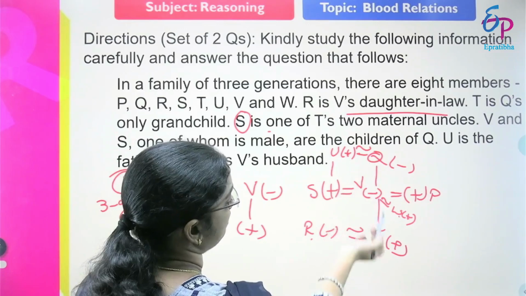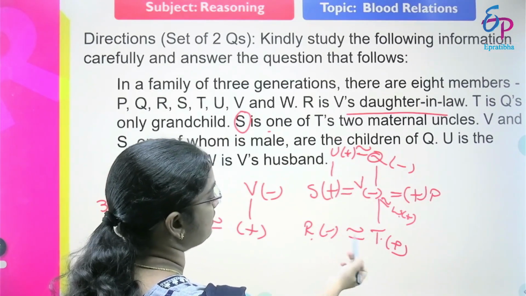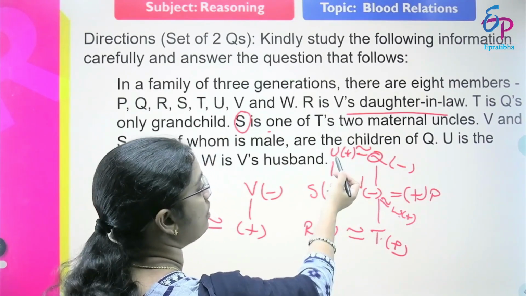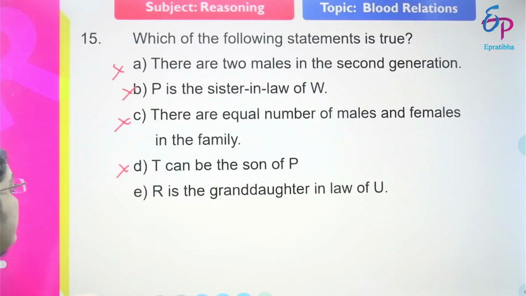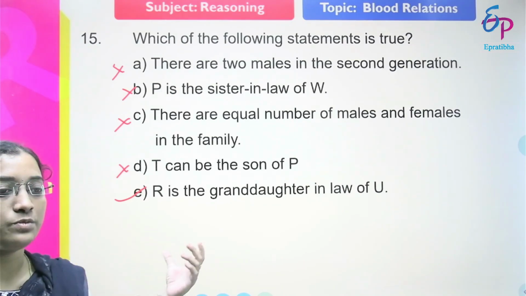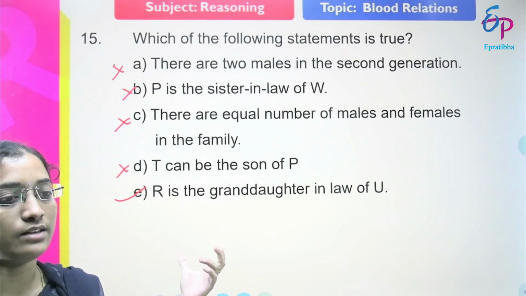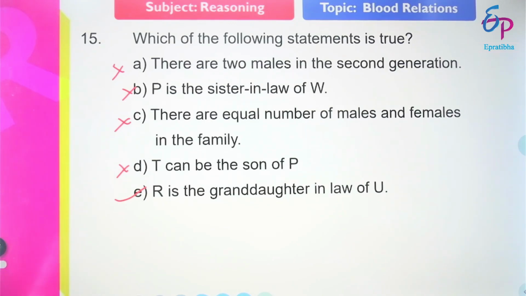Yes, so here T is grandson. That means the grandson's wife is a granddaughter-in-law of U, friends. Yes, that option is the correct one. Okay, so the last option is the correct answer for question number 15. Only the 5th option, option E, is the correct answer. Then move to the next question.